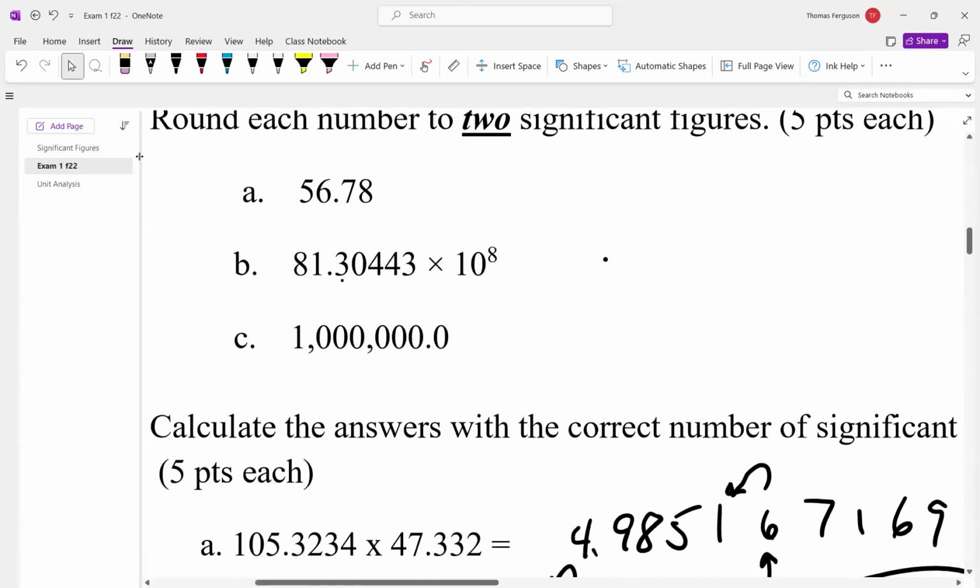All right, round to two sig figs. When you round it to two sig figs, you go to the third sig fig, and that determines the status of the second one. So 1, 2, 3. So that's the third one there. That's 5 or more. So we kick the 6 up to a 7. 57. Okay. Third sig fig. That's 0 to 4. So we just drop it. So it's 81.